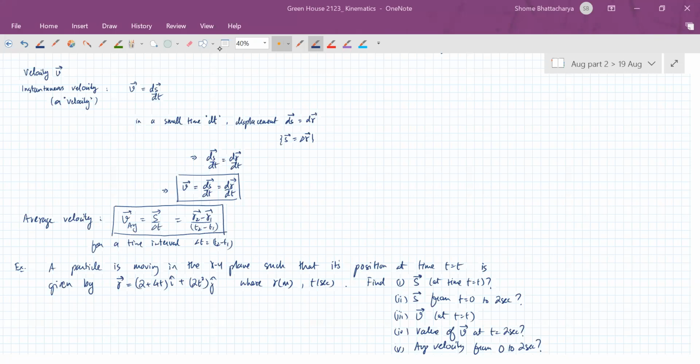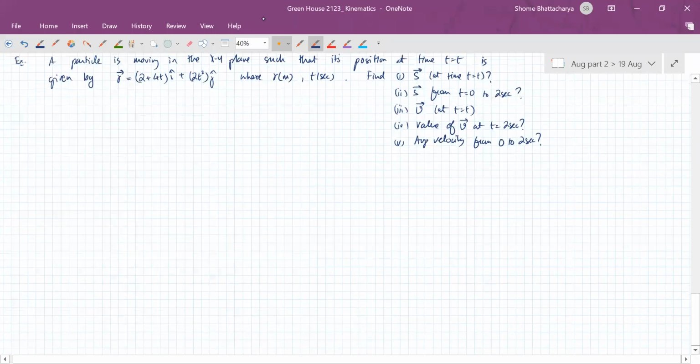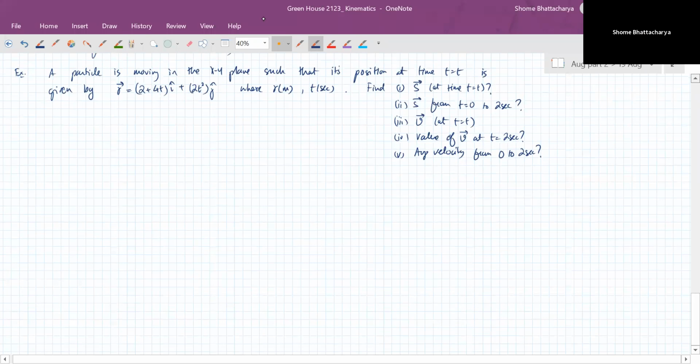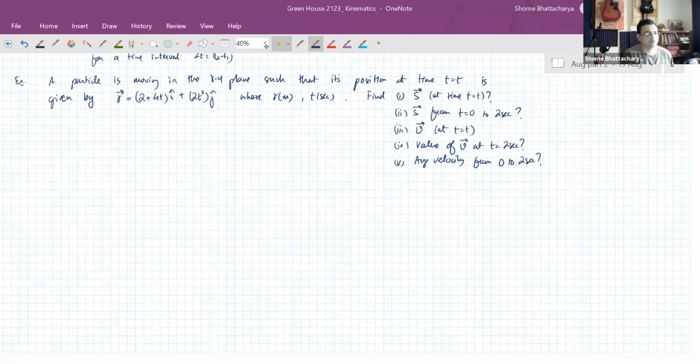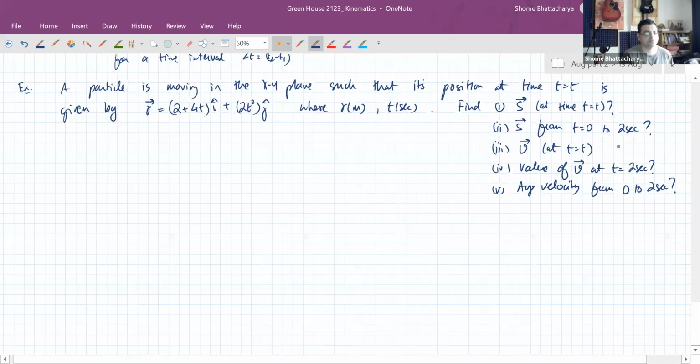Okay, so let me check out the answers. So let's start with the first part. What we have to do in the first part is find the displacement as a function of time at time t. Okay.